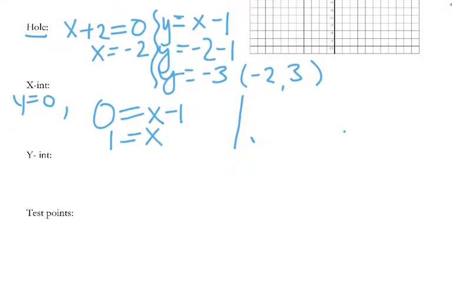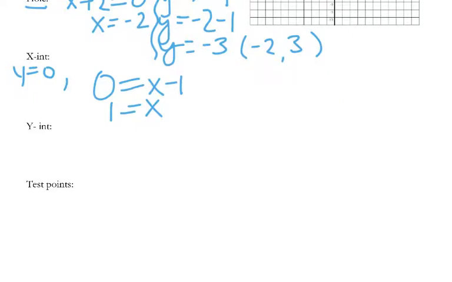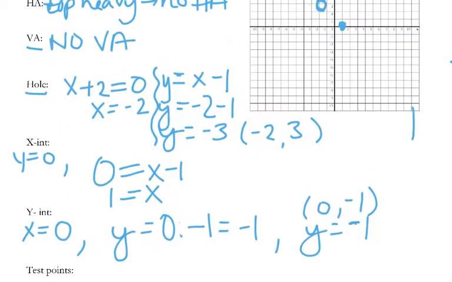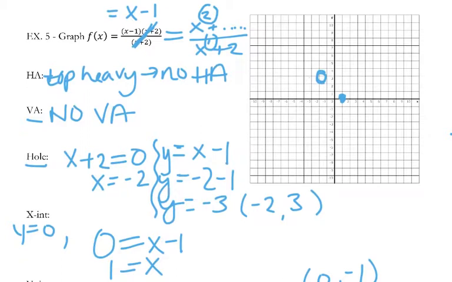Let's do the y-intercept. For the y-intercept, we set x equal to 0. And we can do it with the simplified function. So we have y equals x minus 1, but change that x to a 0. So it's negative 1. So our y-intercept is at y equals negative 1, or 0, negative 1. Alright, so let's plot that. We're at 0, negative 1.